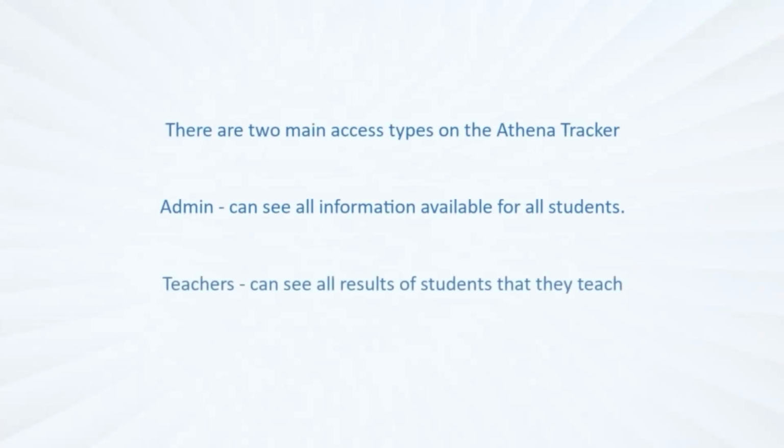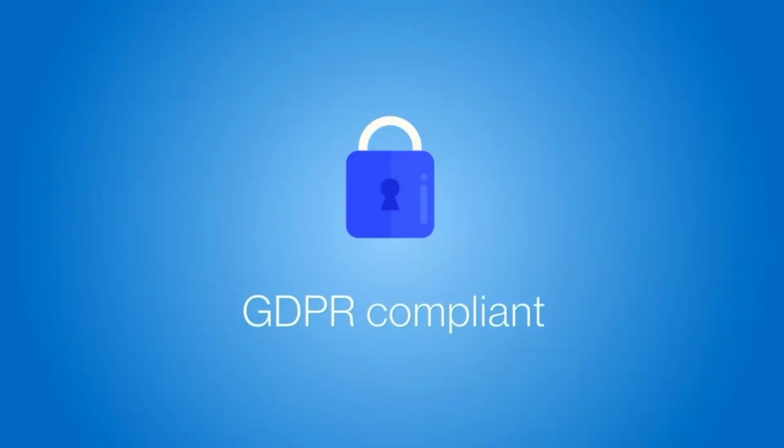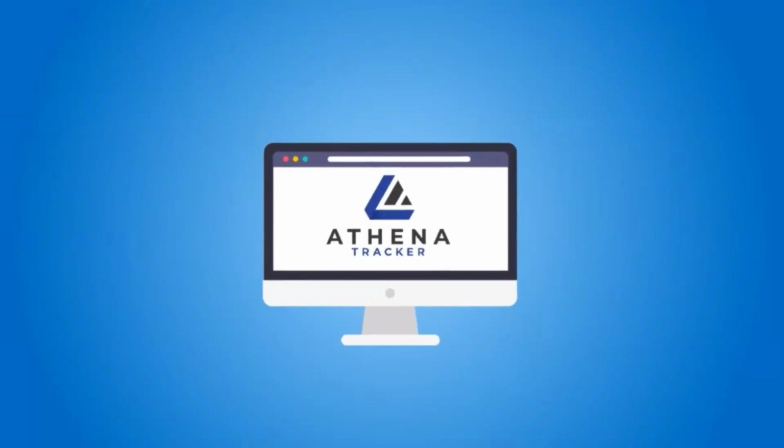There are two main access types on the Athena Tracker. Admin can see all information available for all students. Teachers can see all results of students that they teach in the subjects that they teach them, and all previous results in that subject. Teachers can also use the Athena Tracker as a secure GDPR-compliant gradebook. There are also additional access rights available for yearheads, subject coordinators, career guidance counsellors, and tutors.